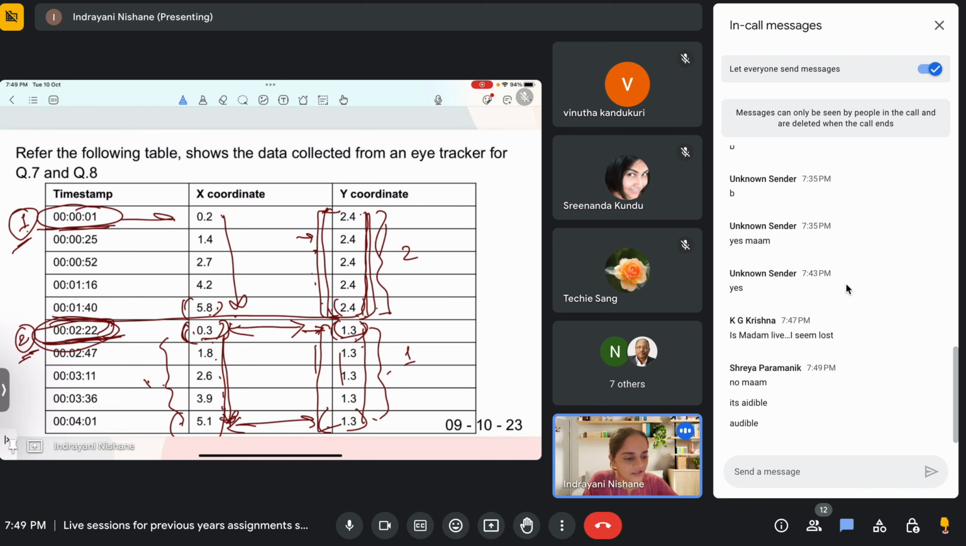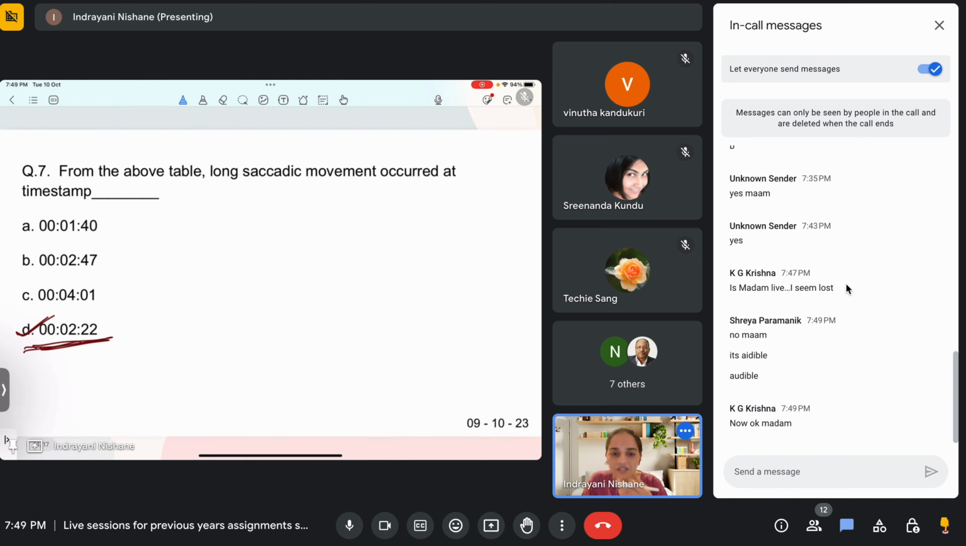I'm just repeating that this was the starting point of the first saccade and this was the starting point of the second saccade. So out of these two timestamps, only one seems to be in the options, so that's why option D is the answer.